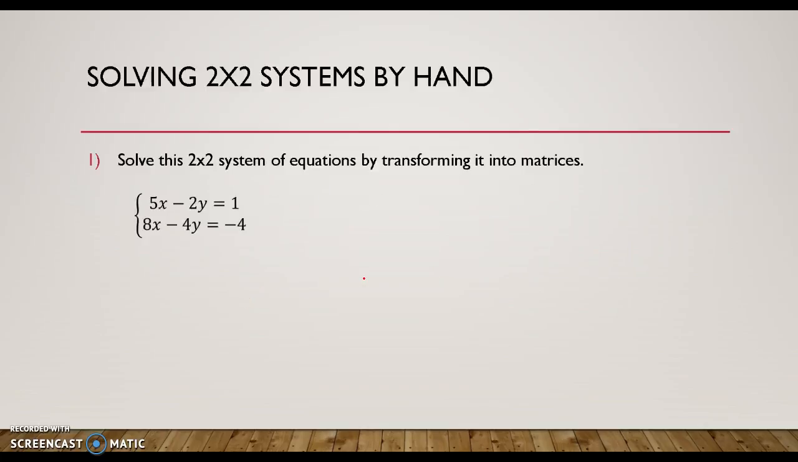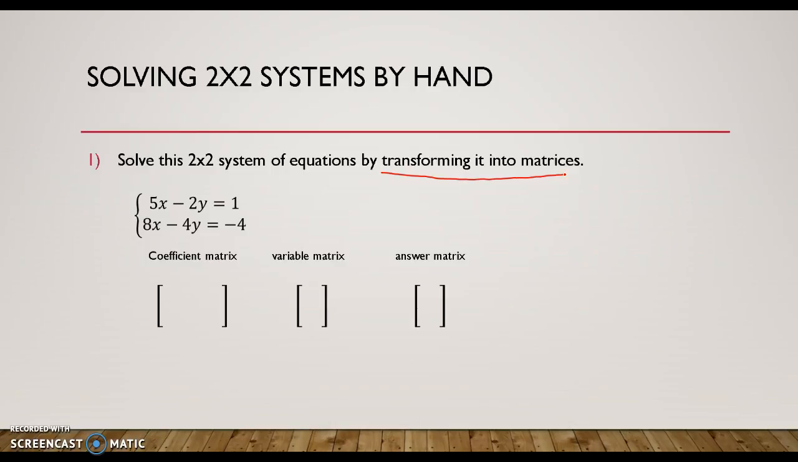We're going to start with this system of equations that we want to solve, but we're going to solve it by transforming it into a matrix equation. And we're going to do that by coming up with 3 matrices: a coefficient matrix, a variable matrix, and an answer matrix. The coefficient matrix is the matrix that is going to be made up of our coefficients. The coefficients are the numbers that we're multiplying the variables by, like the 5, the -2, the 8, and the -4. So it's simply going to be 5, -2, and then 8 and -4. Our variable matrix is x and y, and our answer matrix is going to be 1 and -4.